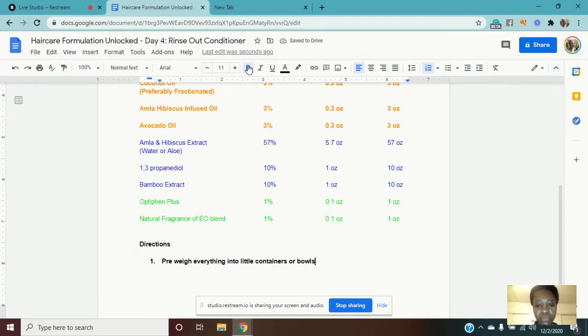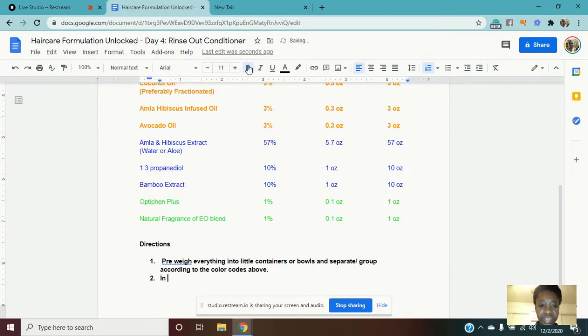You don't have to use beakers. You can use beakers if you want to. So you're going to pre-weigh everything into the little containers and bowls and separate or group them according to the color codes. This just kind of helps you know what's coming, right? So you know, okay, I've got my water ingredients over there, I've got my temperature sensitive ingredients over there, I've got my oil-based stuff over there.